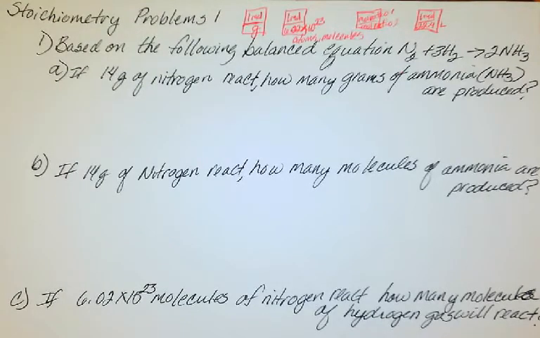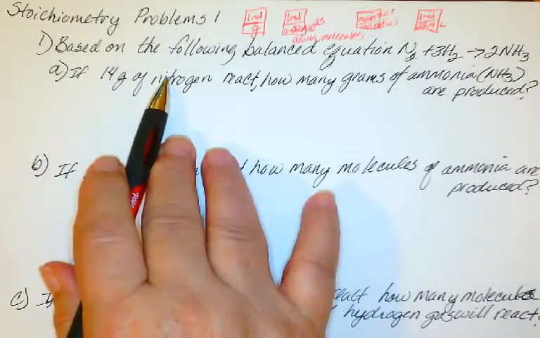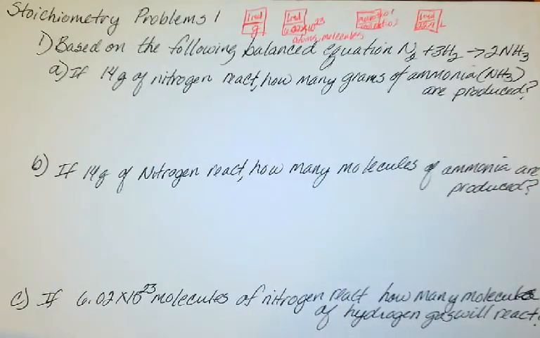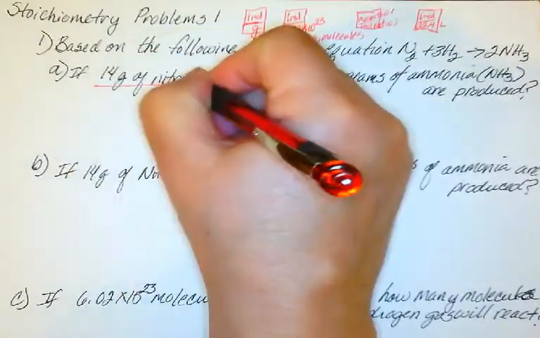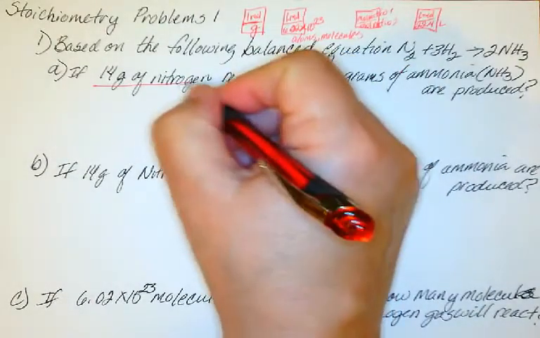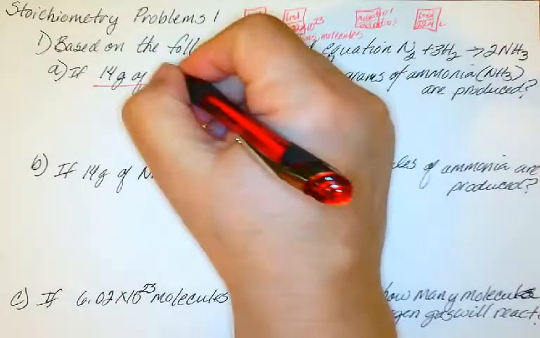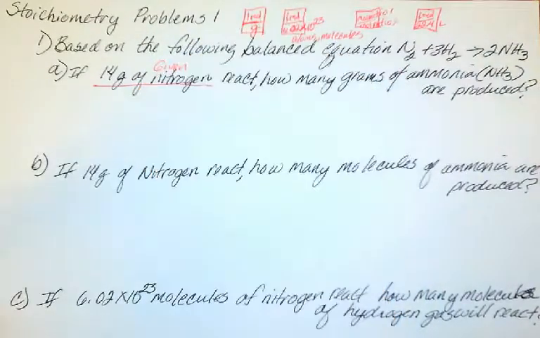All right, so let's have a look at the problem itself here. It says based on the following equation, which gives us the equation, if 14 grams of nitrogen react, how many grams of ammonia are produced? Okay, so what do I know? I need a number. Got to start a conversion stoichiometry problem with a number. So this is my given. This is what's known. Start with my given.